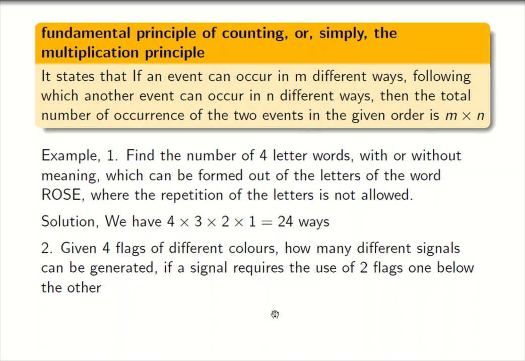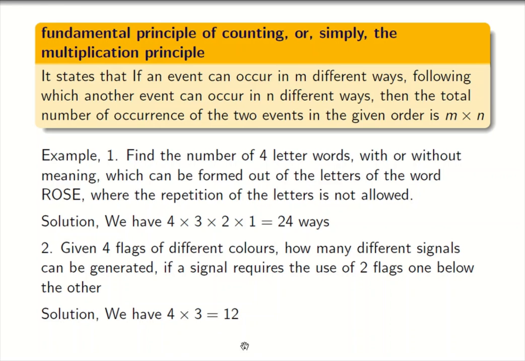So if I'm to arrange the 4 flags, you are saying that the signal requires 2 flags. So the positions for the signal will be what? Only 2. For the first position, we can put any of the flags there, so the first position has a chance to take any of the 4 flags. Then the second position will actually take 3, because you are forming a signal which requires the use of 2 flags, one below the other. It means we can't use identical flags.